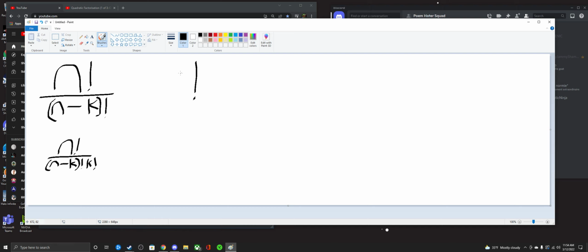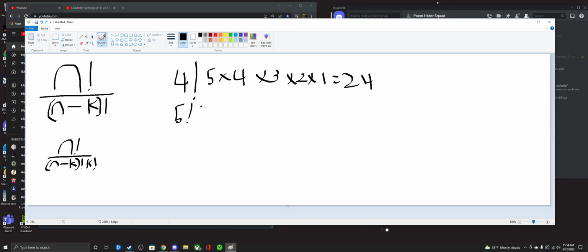So if I had 4 factorial, that'd be 4 times 3, and then times 2, and then times 1. Of course, that gets me 24, so 4 factorial is equal to 24. 5 factorial, same thing, but this time we have an extra 5 at the beginning here, so then this would be 120, so on and so forth. So we'll just say 5 factorial equals 120.